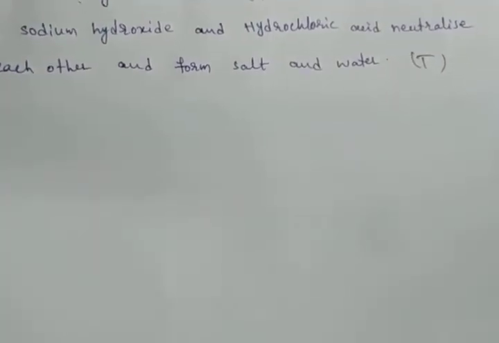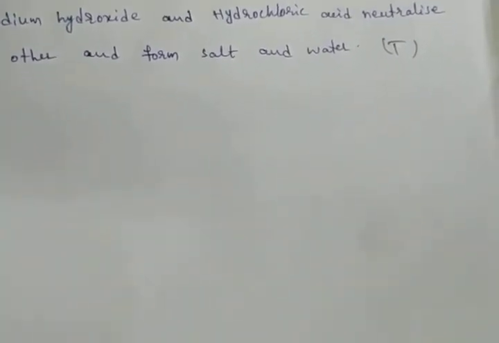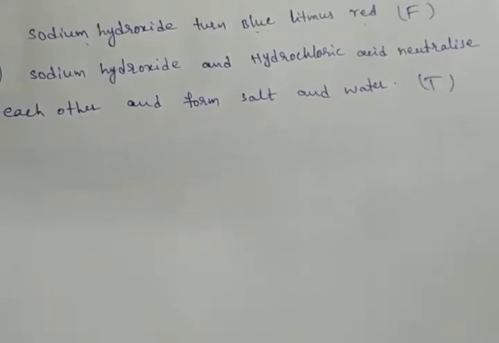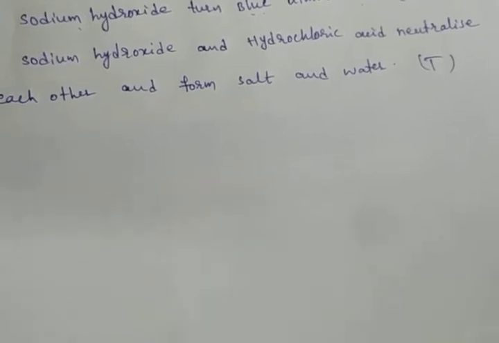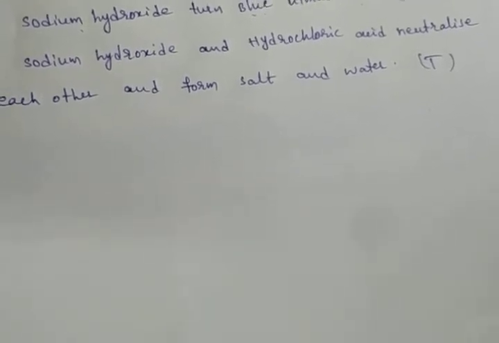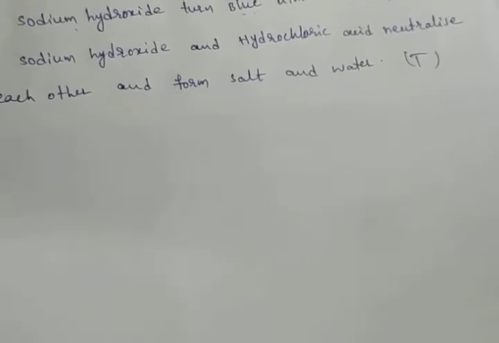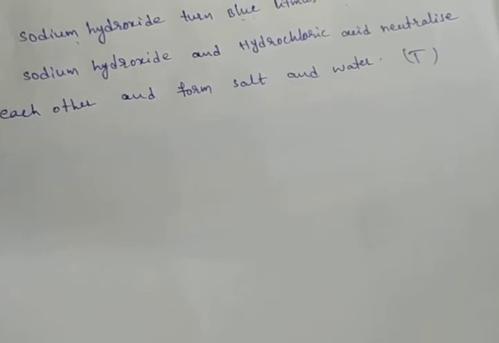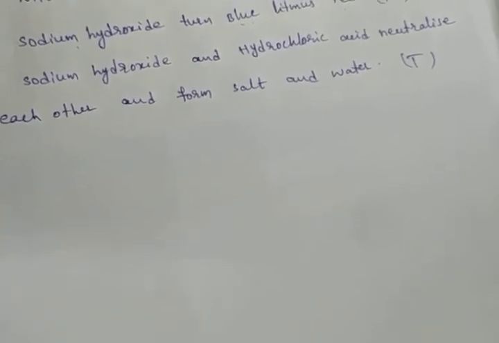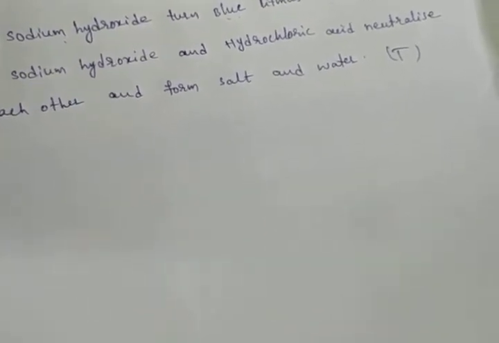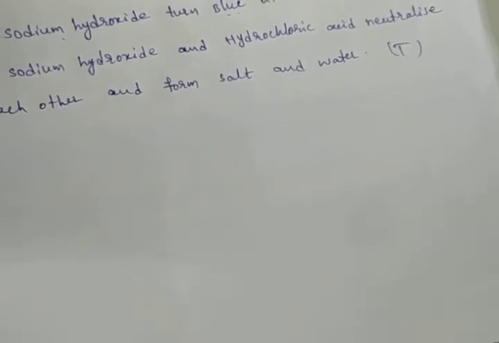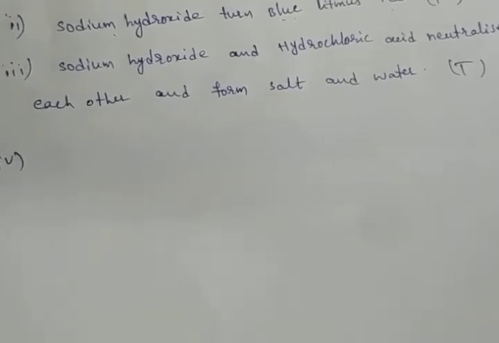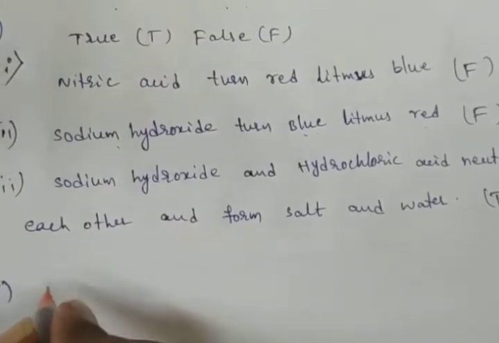Next, fourth one. Indicator is a substance which shows different colors in acidic and basic solution. Yes. Already we have discussed what indicators are, both natural indicators and synthetic indicators. In natural indicators, when we add them to an acid or base, their color will change. That is true. In acidic and basic solutions, it shows different colors. So that is true.